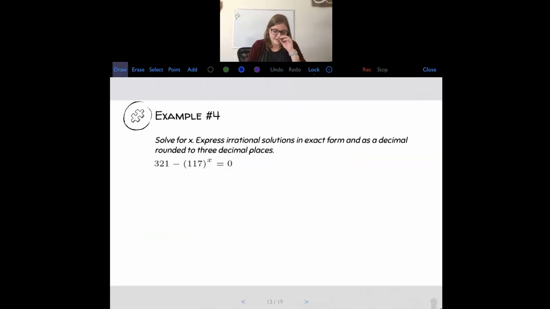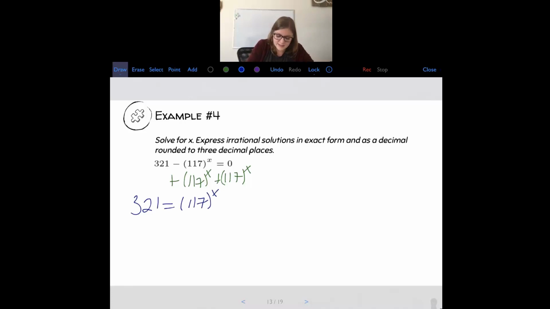Next example, solve for x, express irrational solutions in exact form, and as a decimal rounded to 3 decimal places. So we have 321 minus 117 raised to the power of x is equal to 0. We can't make 321 into a base of 117 with an exponent, so we will take the log of both sides, but before we do that, we should get one term on each side. So I'm going to add 117 to the power of x to both sides, and this gives me 321 is equal to 117 to the power of x.